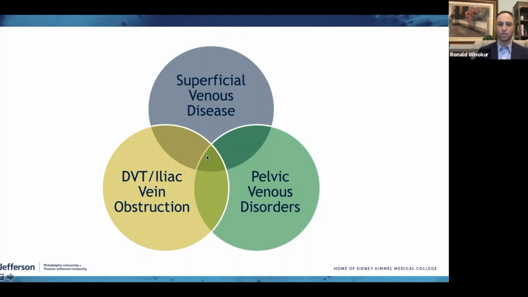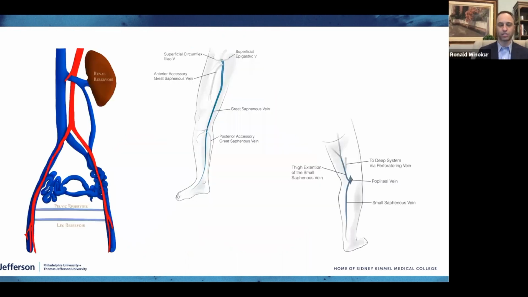And then in a very small lucky few, they're going to have all three. They're going to have superficial disease, pelvic disease, and deep obstructive disease. And so you have to think about all aspects when you're working up one of these patients.